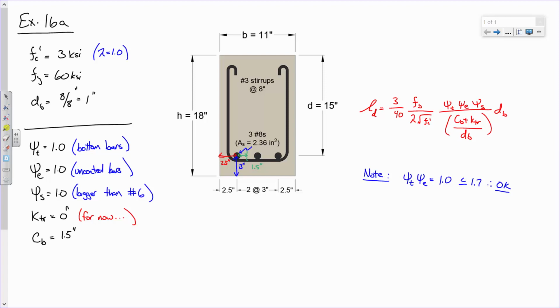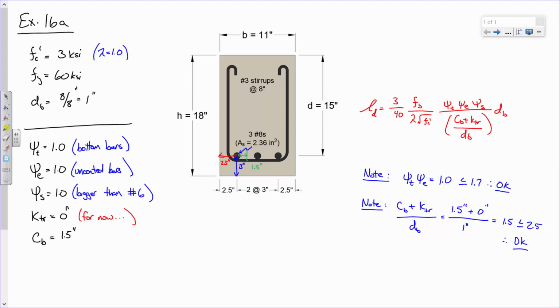Now, one other note that we need to check: C sub B plus K_tr over D sub B. What is that? This is 1.5 inches plus 0 inches over 1 inch. So that comes out to be 1.5. That quantity has to be less than or equal to 2.5. It's sort of the same thing: if it ever is larger, we just use 2.5 in the expression. So that's good as well.